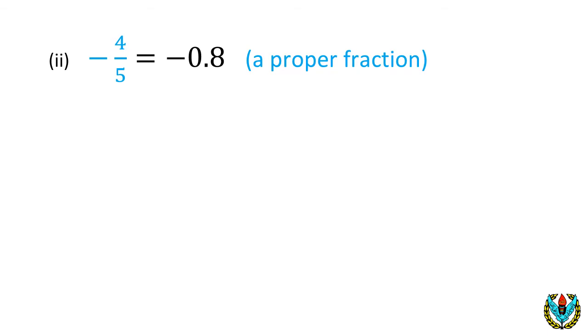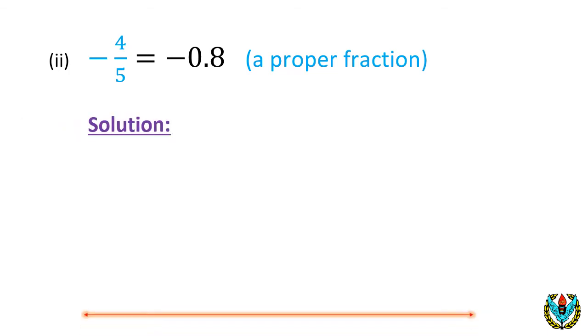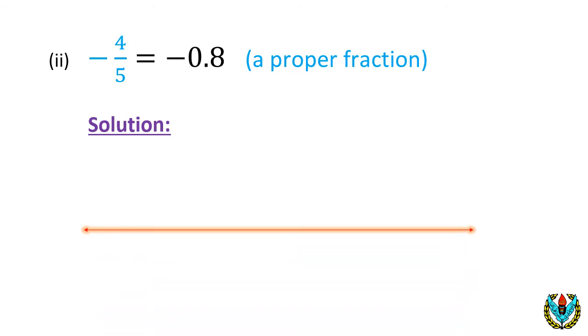Part 2, minus 4 by 5. Dear students, this number is again a proper fraction because its numerator is less than the denominator. The solution is to show this number on the number line.